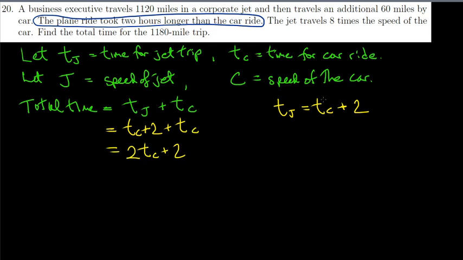So now all we need is the time for the car. If we know the time for the car, we just multiply that by 2 and then add another 2. So that's the total time.